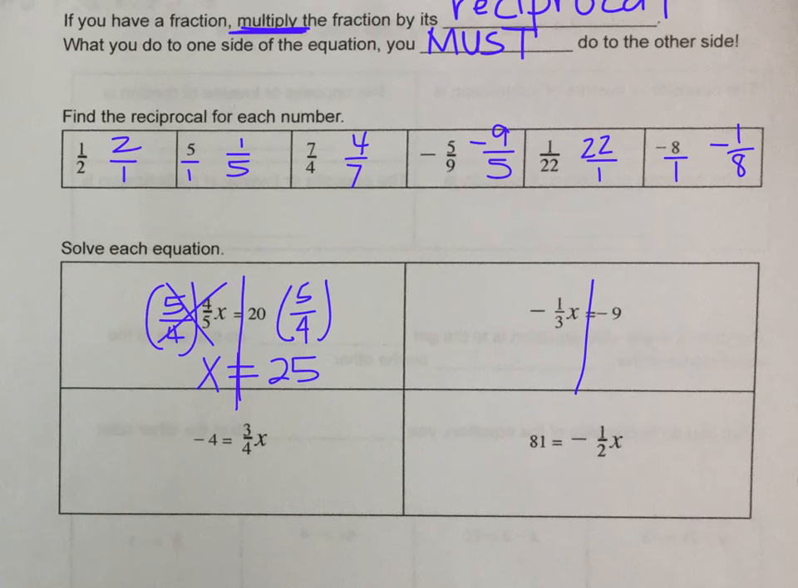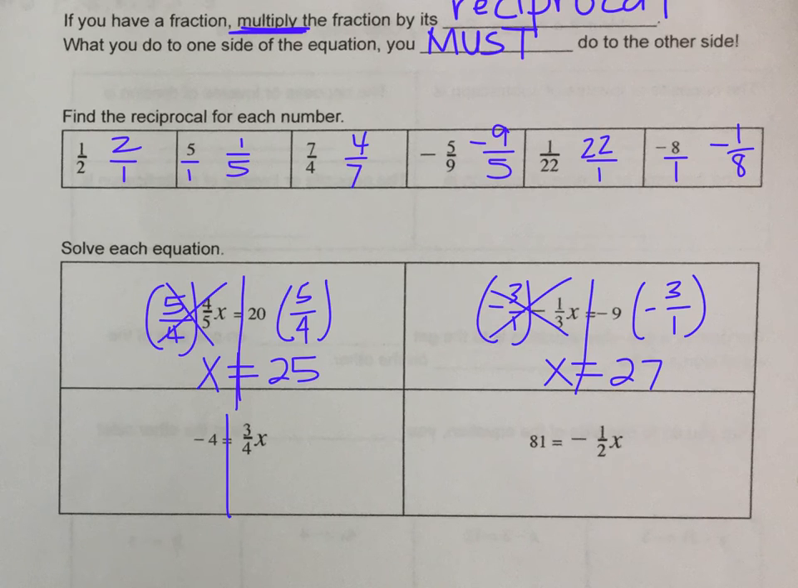Negative 1/3 x. The reciprocal is negative 3 over 1. That marks out. Negative 3 over 1. X is left on the left side. Negative 9 times negative 3 over 1 is positive 27. Move down to the bottom.